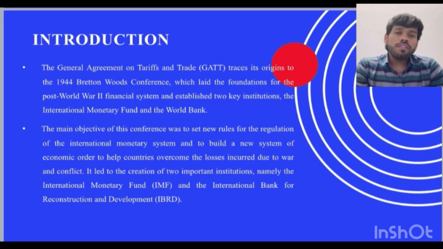And the main object of the conference was to set new rules and regulations for the international trade barrier system and build a new economic order for the countries over the losses due to the war and conflict. And this led to the creation of two important institutions, namely the International Monetary Fund, known as IMF, and the International Bank for Reconstruction and Development, known as IBRD.